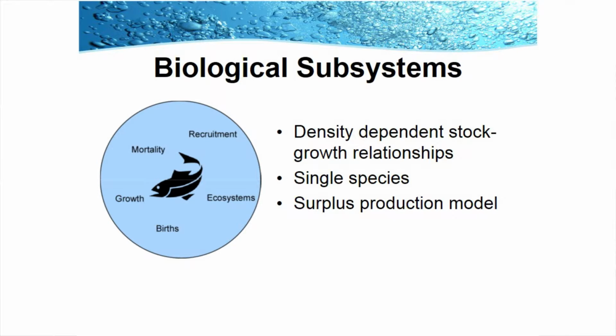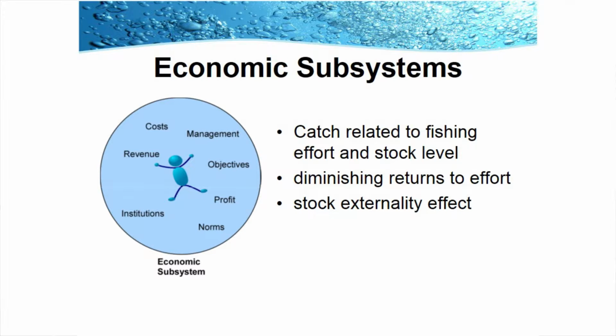On the biological side, we assume a density-dependent stock growth relationship for a single species represented as a surplus production model. On the human economic side, we specify a harvest relationship where the amount of fish caught is related to both the level of fishing effort and the stock level.